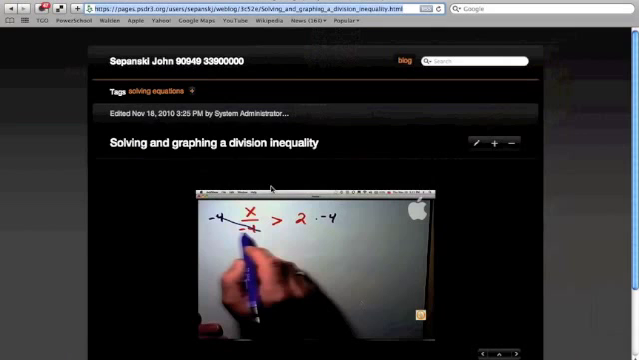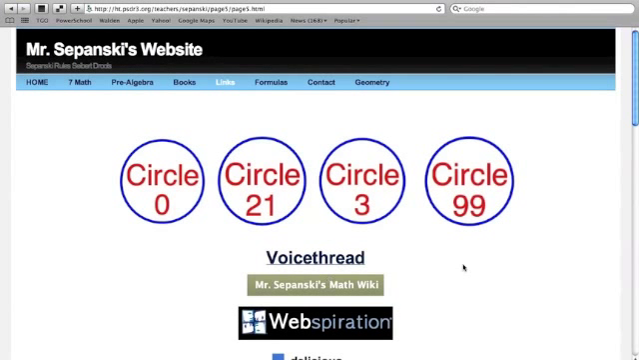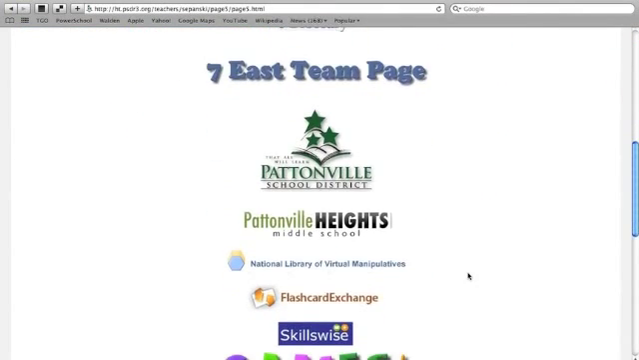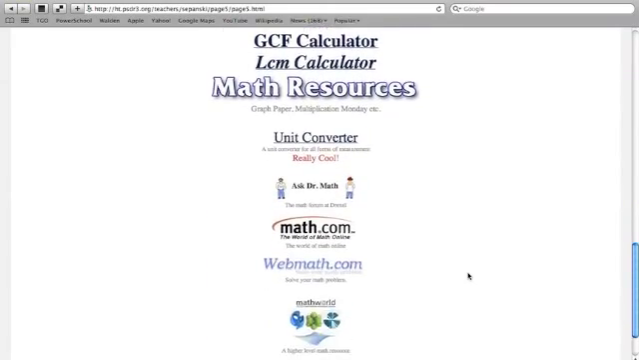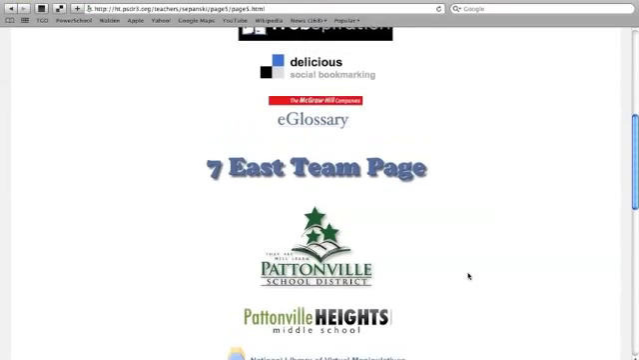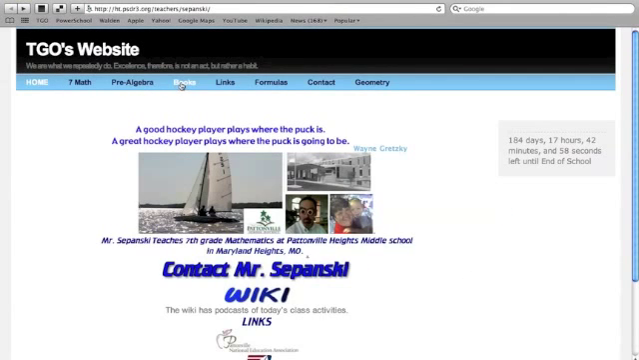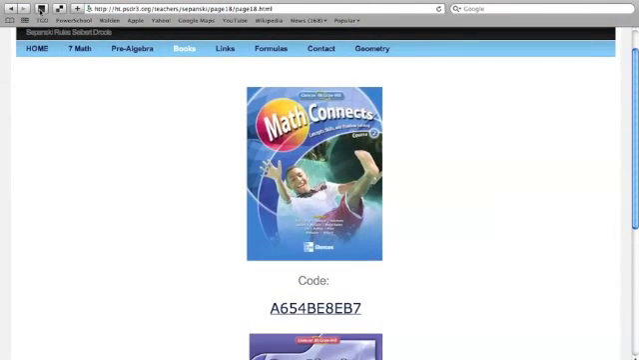The class web page that we've got has become very useful to parents and students. In particular, they can contact me, they can link to our wiki, they can go to different links that I provide for them, and these can differ from day to day, but they involve games that we play, math resources, and all kinds of other things, including the textbook. The online textbook is available to the kids at home, and they can get online and use that.